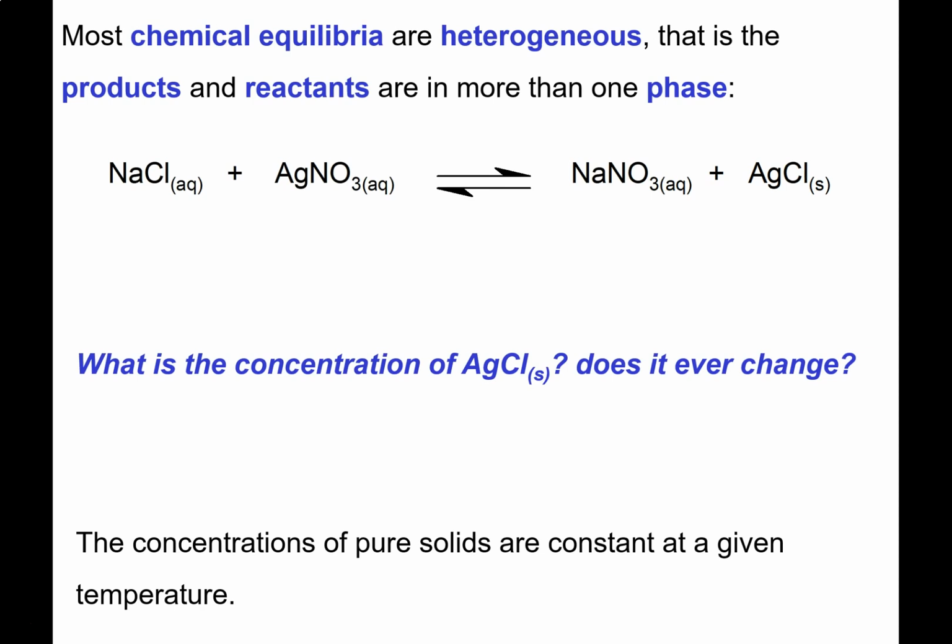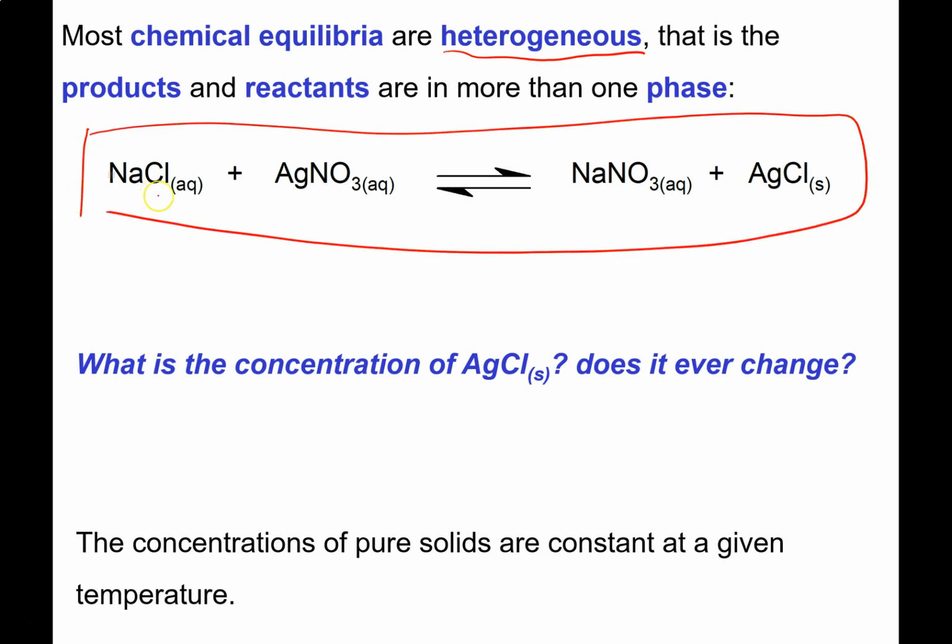Okay. So we only have one last little thing to mention regarding equilibrium constants and reaction quotients. And that's concerned with when we have heterogeneous systems, that is, we have multiple different phases, things get a little weird. So most chemical equilibria are in fact heterogeneous, and that is that there is more than one phase present. So this is a classic precipitation reaction. An aqueous solution of sodium chloride reacts with an aqueous solution of silver nitrate, and this forms an aqueous solution of sodium nitrate and silver chloride, which is a solid.